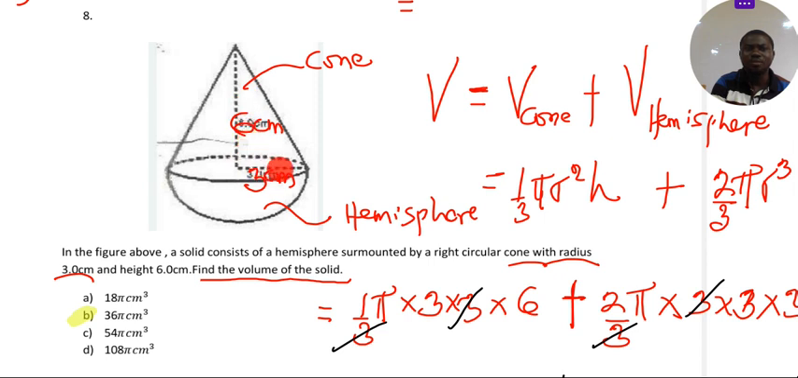The slant height of the cone can be obtained by using Pythagoras theorem. This is a right angle triangle, and this will be the hypotenuse, so L square, the square of the slant height, equals r square plus h square. So we can get the slant height. Then we use pi r L plus 2 pi r square. That will give us the total surface area of this composite shape. But for volumes, we don't have a problem.